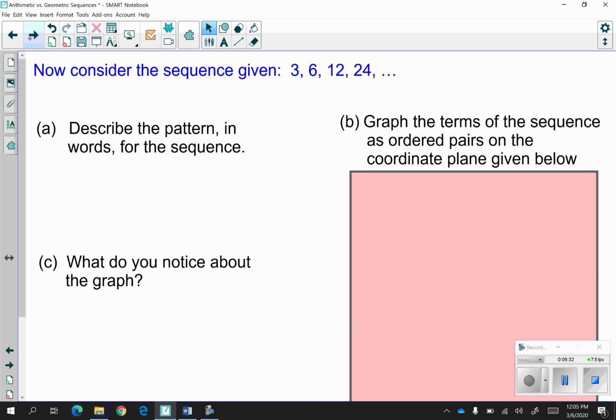Now let's look at another sequence. Again, we have a sub 1, a sub 2, a sub 3, and a sub 4 for our first, second, third, and fourth terms. The pattern in this case isn't adding, because at first you add 3, but then you add 6, and then you add 12. The pattern in this case is multiplying by 2. And it works each and every time.